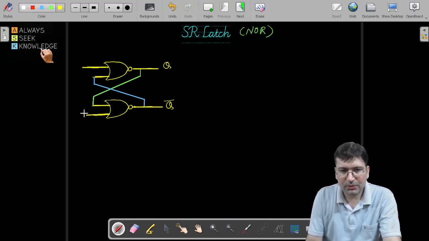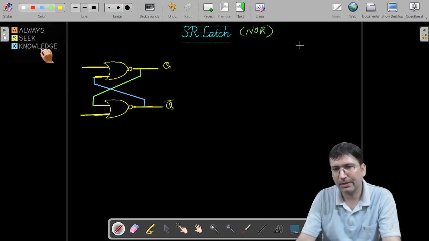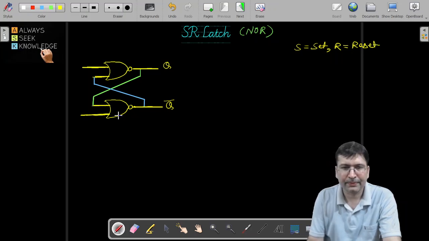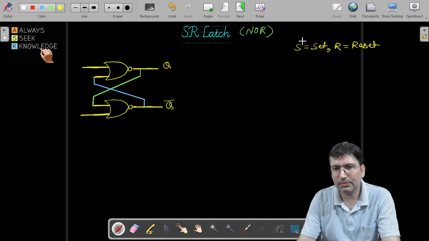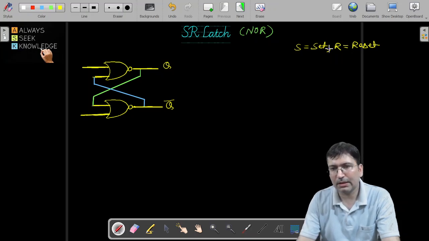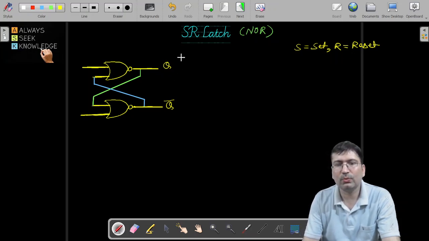Now we need to decide which pin will act as set pin and which pin will work as a reset. So S is for set and R is for reset. So the behavior of set pin is once the S or set pin will be high, this Q state will become 1. And in case reset pin is high, this Q will be generated as 0.